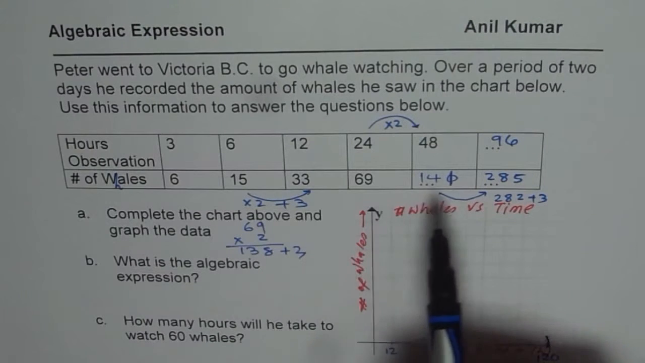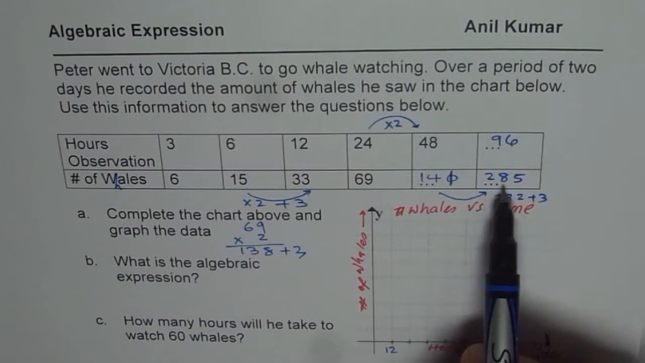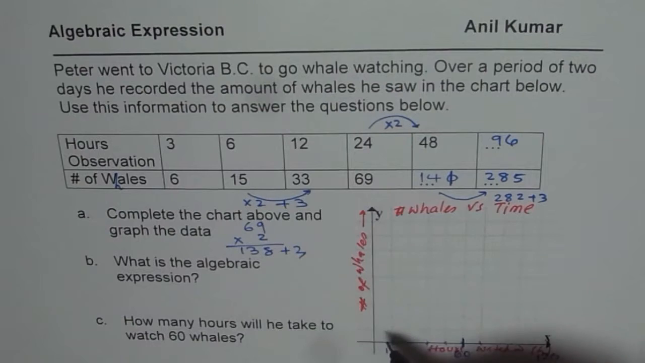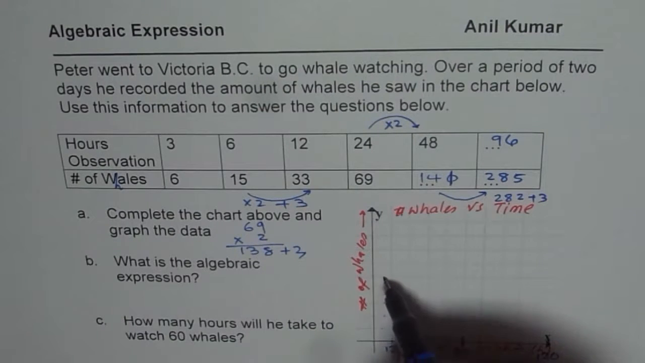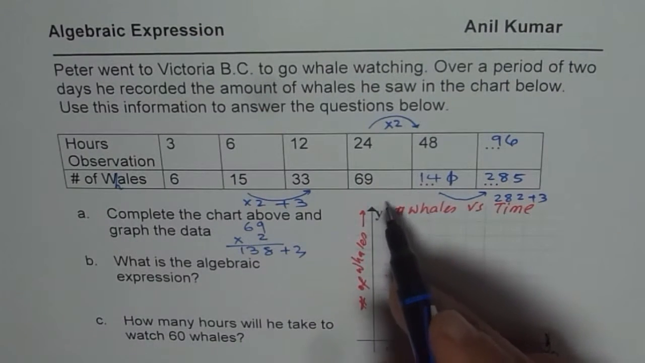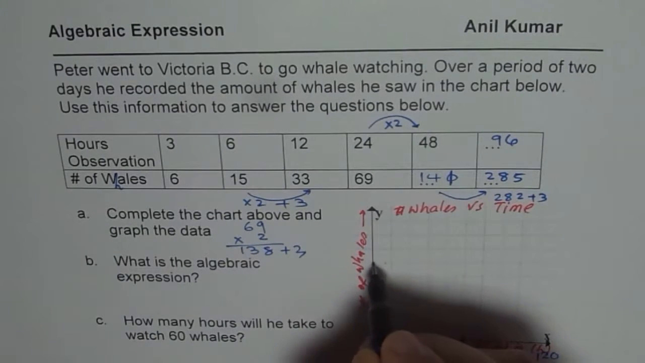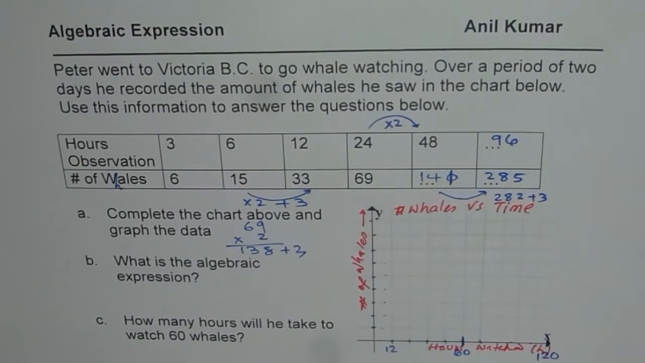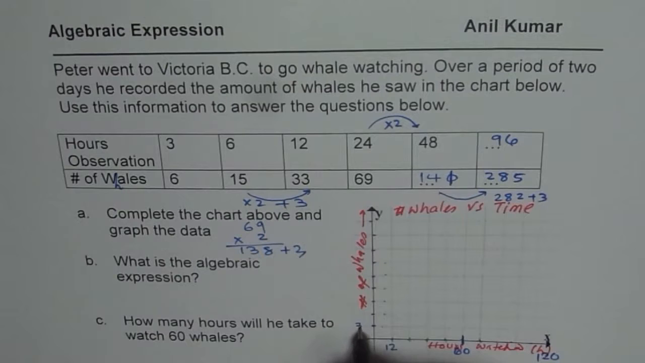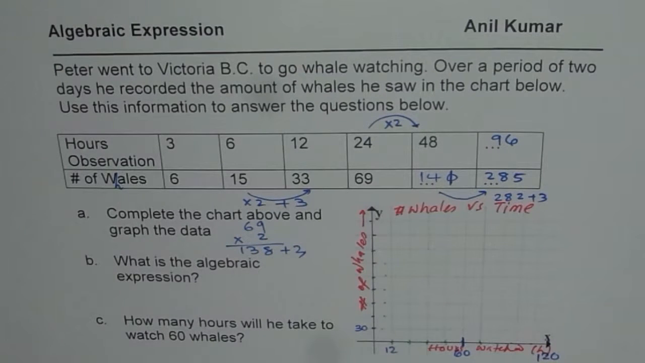Now the y-axis is increasing up to 285, so 300, right? We have 1, 2, 3, 4, 5, 6, 7, 8, 9, say 10 squares. So let it be 30 each, and then we'll go up by that method. So let us plot the points now.